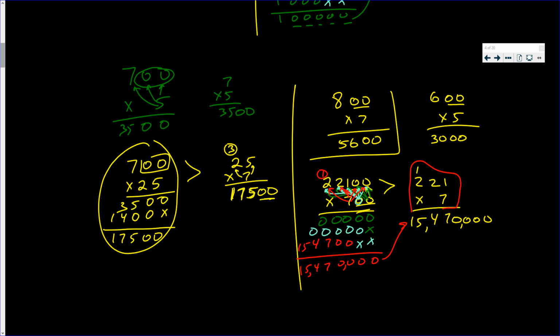I only had one line of answers. Here I had 3 lines. I had all these zeros. You don't need to do any of this. You didn't need this row, you didn't need this row, and you didn't need those zeros. You just needed the 1, 5, 4, 7, and then the 4 zeros. 1, 2, 3, 4. Let's try another problem.